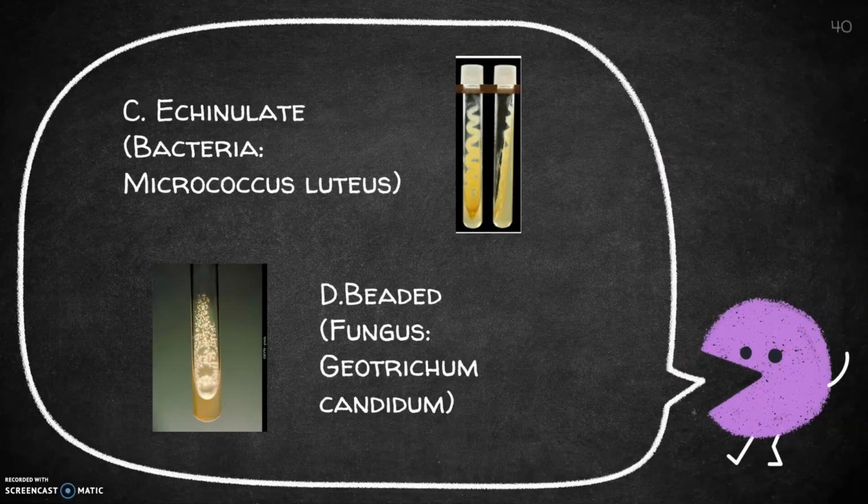Next, echinulate. In this picture, we can see the Micrococcus luteus. The echinulate is like a spiny pattern of growth. And next, the beaded. We have the organism, a type of fungus, which is called Geotrichum candidum. You can see the colony growth of fungus is shaped like beads, which is called beaded.